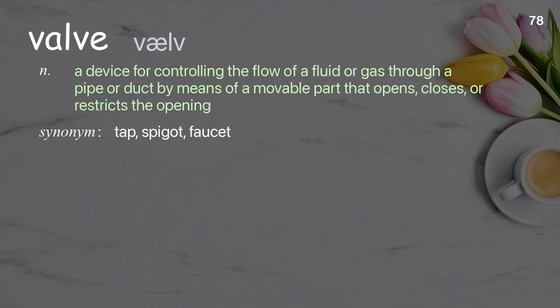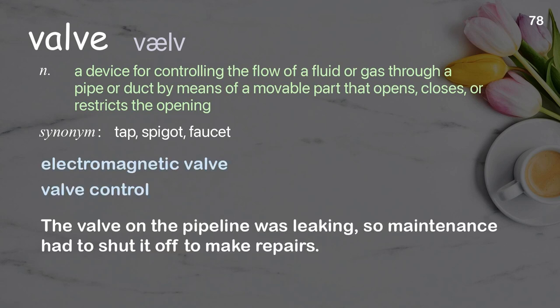Valve. A device for controlling the flow of a fluid or gas through a pipe or duct by means of a movable part that opens, closes, or restricts the opening. Examples: Electromagnetic valve. Valve control. The valve on the pipeline was leaking, so maintenance had to shut it off to make repairs.